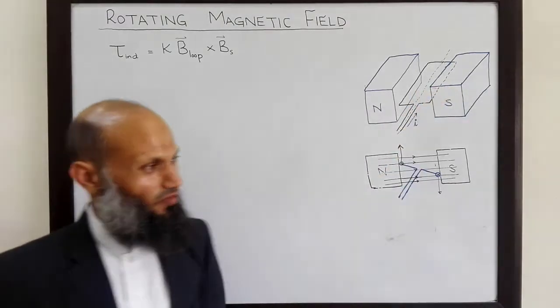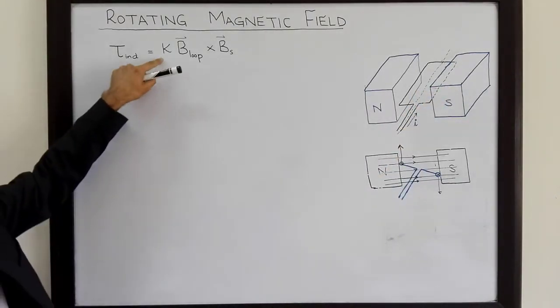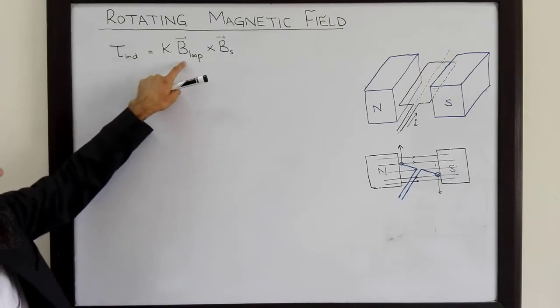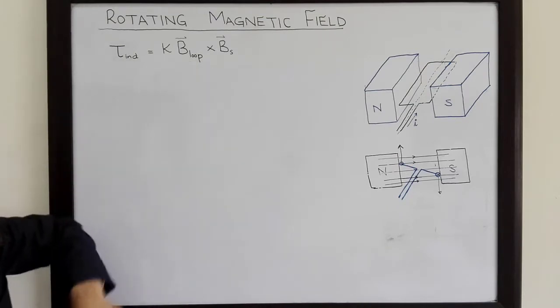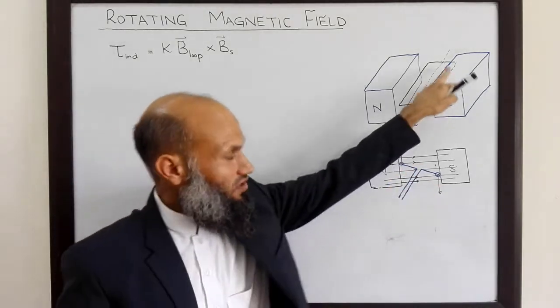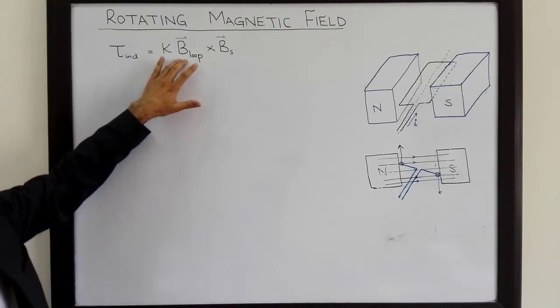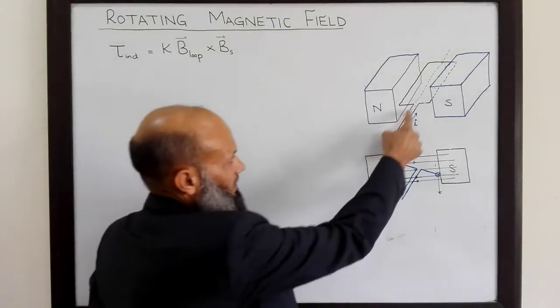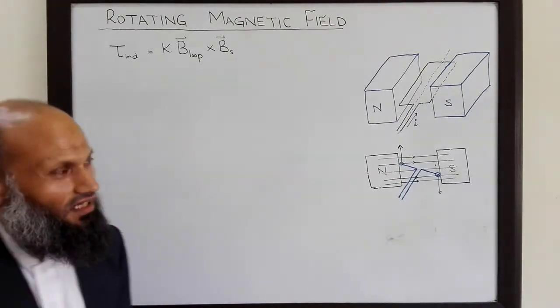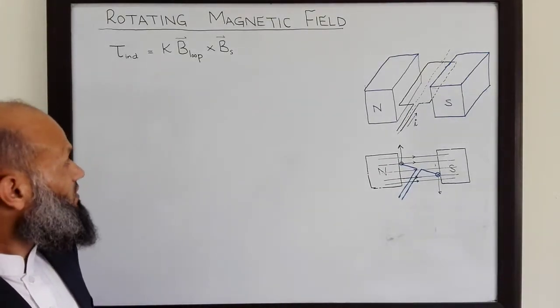In the last lecture, we derived an expression for torque induced in a current carrying coil placed in a uniform magnetic field. This expression is given by a constant multiplied by the cross product of these two vectors. Here, this constant depends upon the geometry of this coil, and B loop is the flux density vector due to current in this coil.